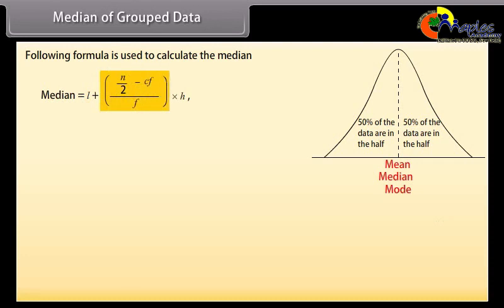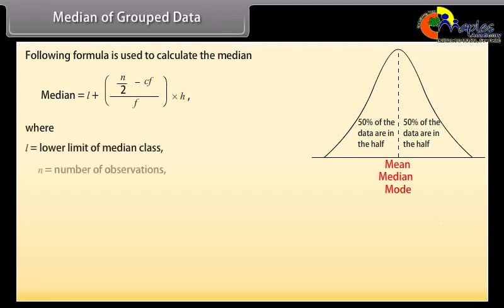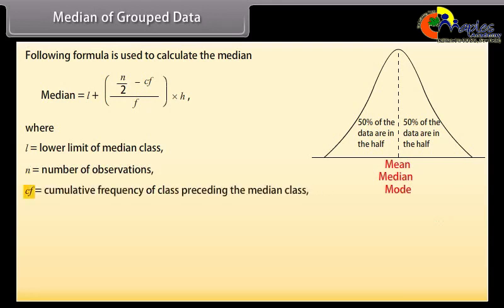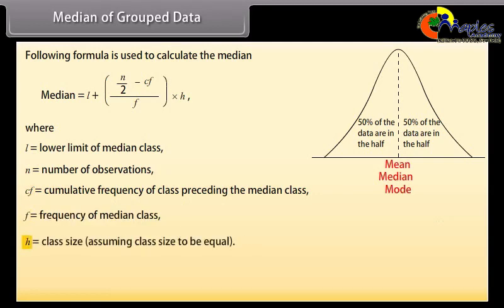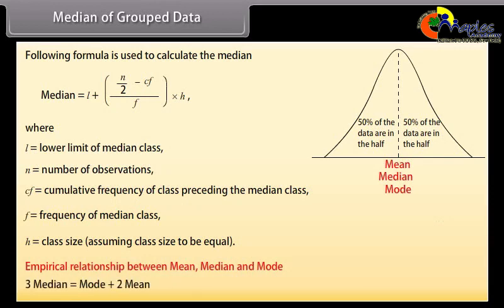Median equals L plus ((n by 2 minus CF) divided by f) multiplied by h, where L is equal to the lower limit of the median class, n equals number of observations, CF equals cumulative frequency of the class preceding the median class, f equals frequency of the median class, h equals class size, assuming class size to be equal. Empirical relationship between mean, median and mode: 3 median is equal to mode plus 2 mean.